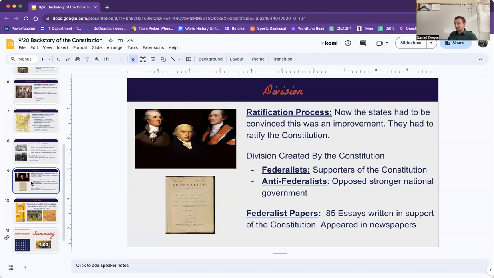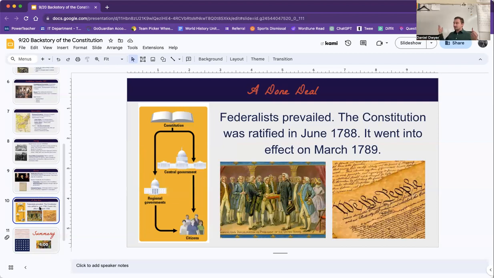And then division. Not everyone in the country agreed with this Constitution, so the states had to be convinced this was an improvement. The Federalists are the big supporters, federal like federal government, and the Anti-Federalists oppose it. There's the Federalist Papers, 85 essays published to try to convince the population why we need this new form of government. If you have ever seen Hamilton, they talk a lot about this. Hamilton wrote a lot of those essays.